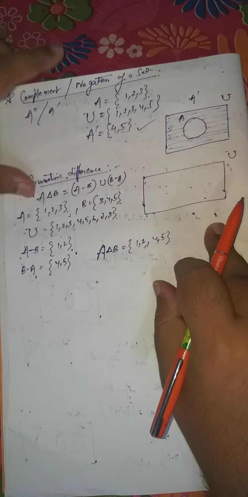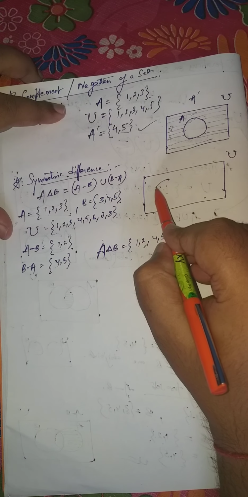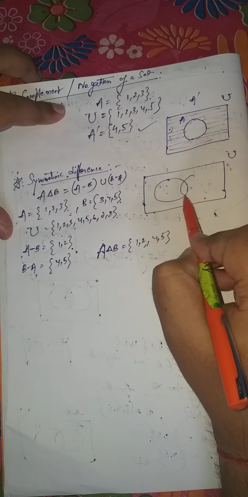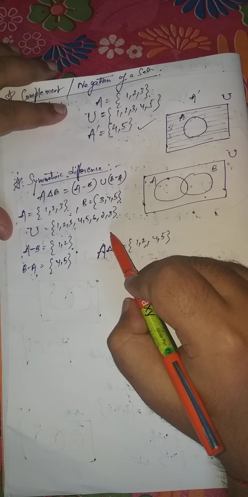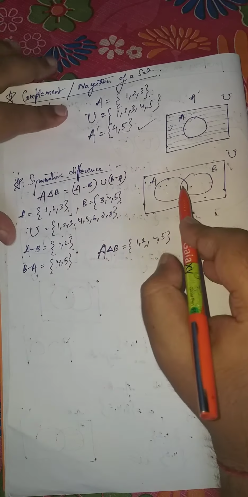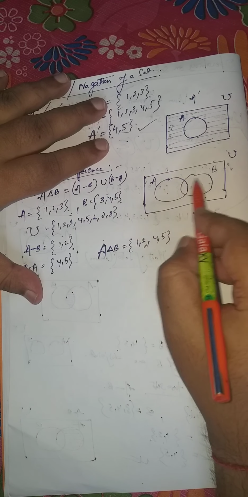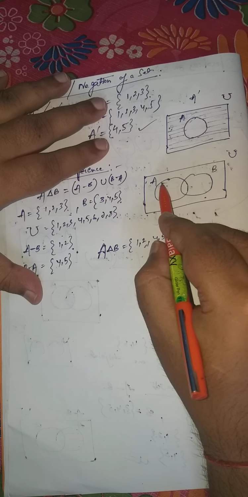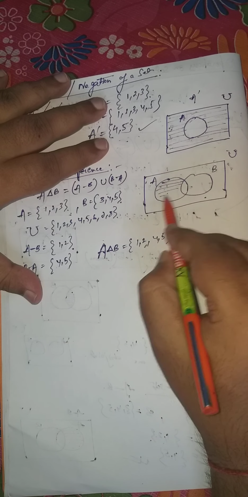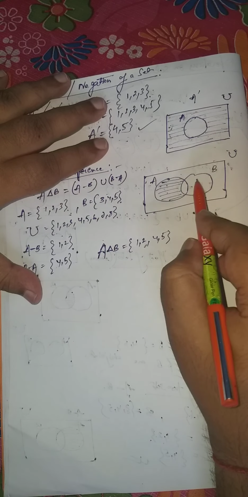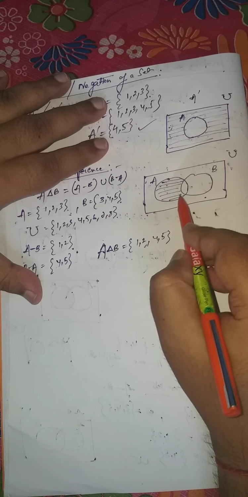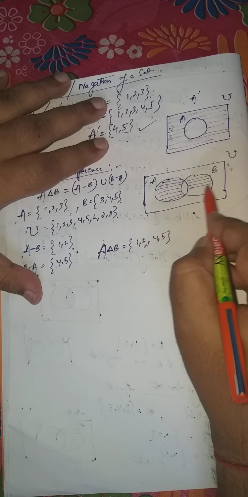Now how to represent this in a Venn diagram? So these were two sets, A and B. A minus B, how to shade A minus B? A minus B is this region in the form of a crescent. And B minus A is what? You have to shade the region B, but you have to exclude the region which is there in A. So this will be the region.